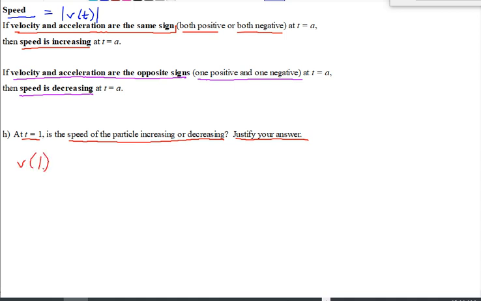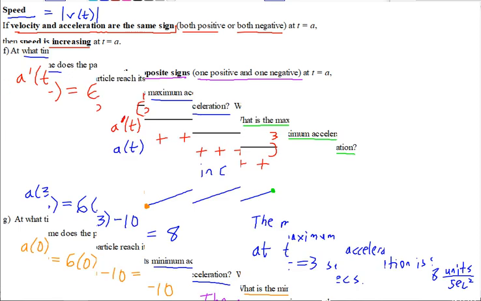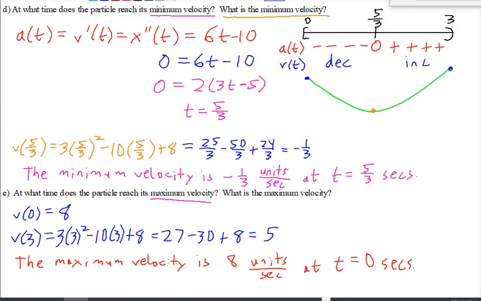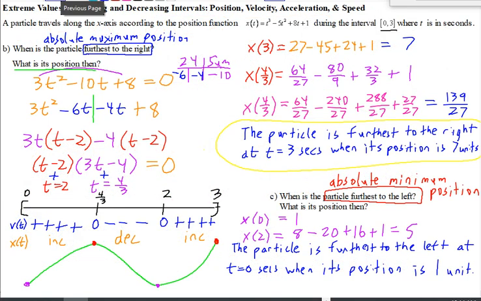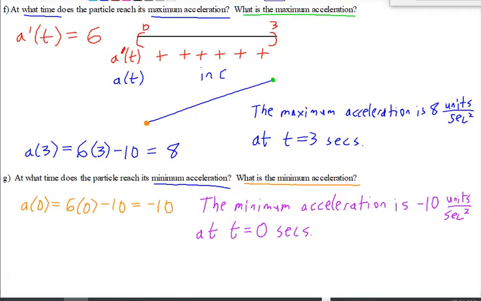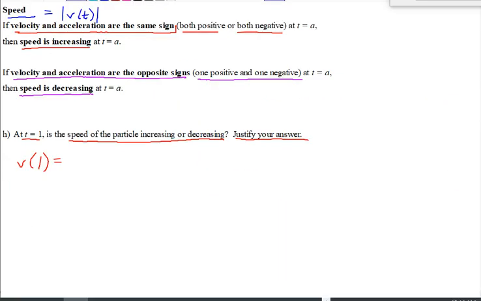So v of 1, we've already got our velocity function right here, remember, was 3t squared minus 10t plus 8. So 3 times 1 squared minus 10 times 1 plus 8. Well, that just gives you 1. 3 plus 8 minus 10 is 1. So the importance of that is that it's positive, greater than 0. That means the particle is moving to the right.